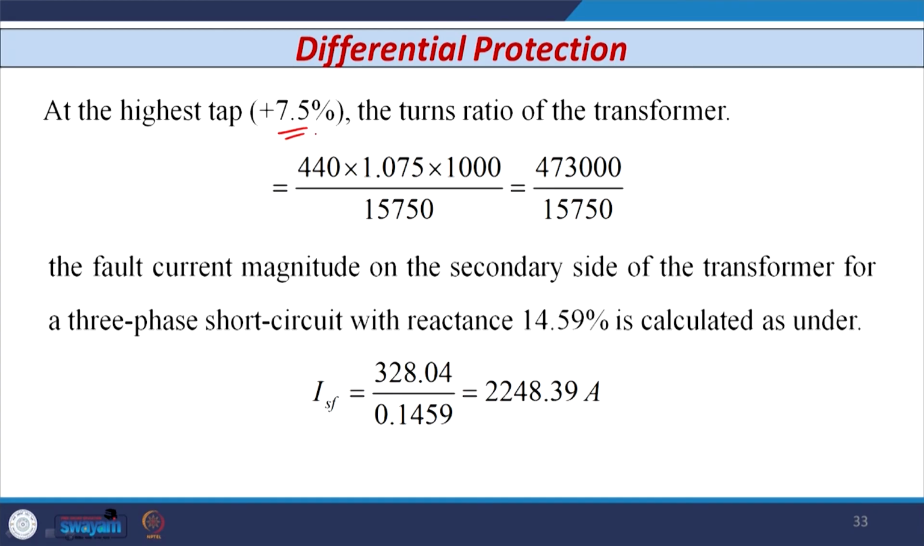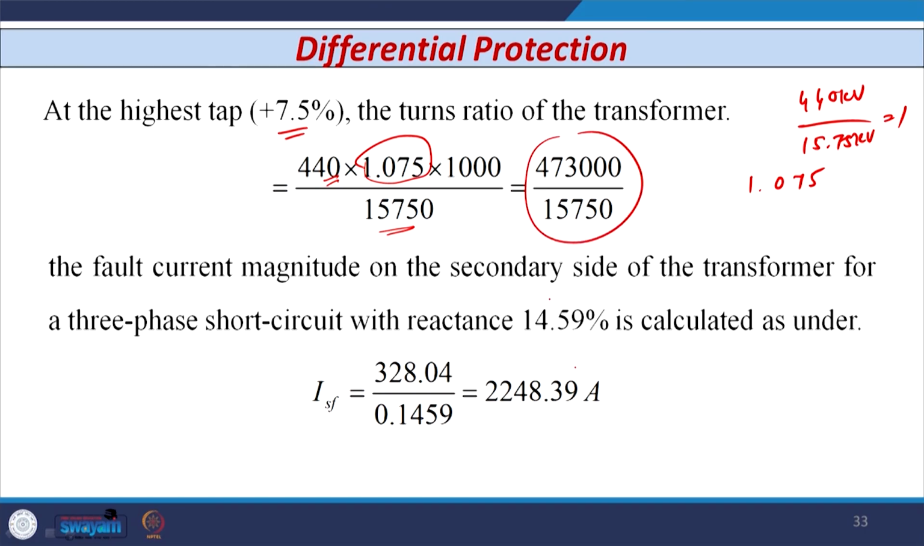So if I consider this CT ratio, 1:4.1, and if I consider the highest tapping, that is plus 7.5%, then with this let us find out what the ratio is. So the normal ratio is 440 kV by 15.75 kV. At tap plus 7.5%, the multiplying value comes out to be 1.075. So if I multiply this with 1.075, then the ratio comes out to be 473 kV by 15.75 kV.